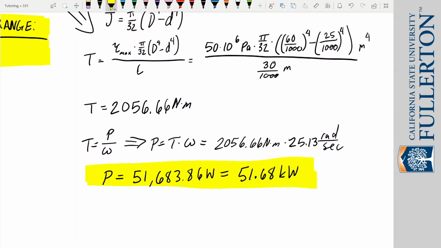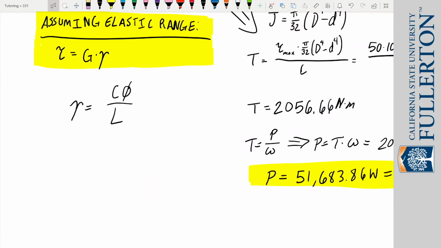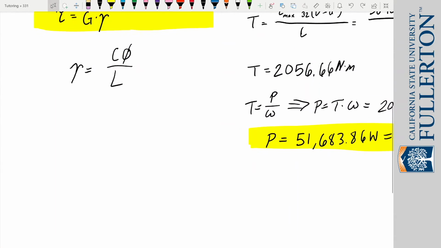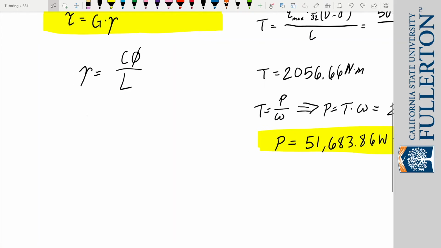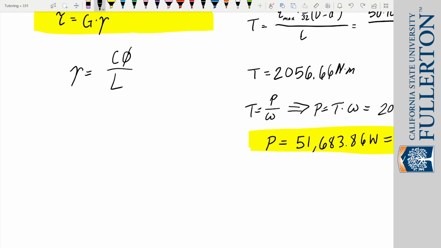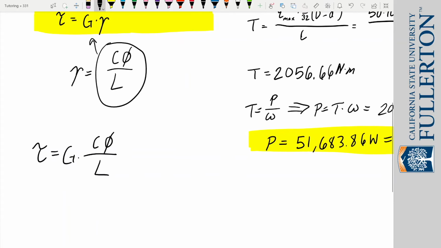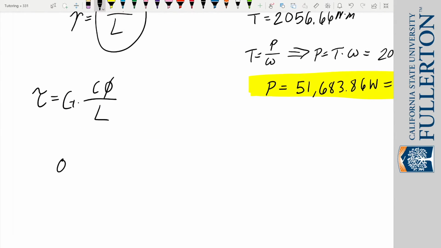Now, to figure out our angle of twist, how are we going to go about that? Well, once again, we know our shear stress, we know our shear modulus, and what we don't know in this equation right here is just the angle of twist, which is nice to work with. If we go ahead and substitute this right-hand side into there, we end up with tau is equal to G times C times angle of twist over L. And now we just have to solve for our angle of twist.